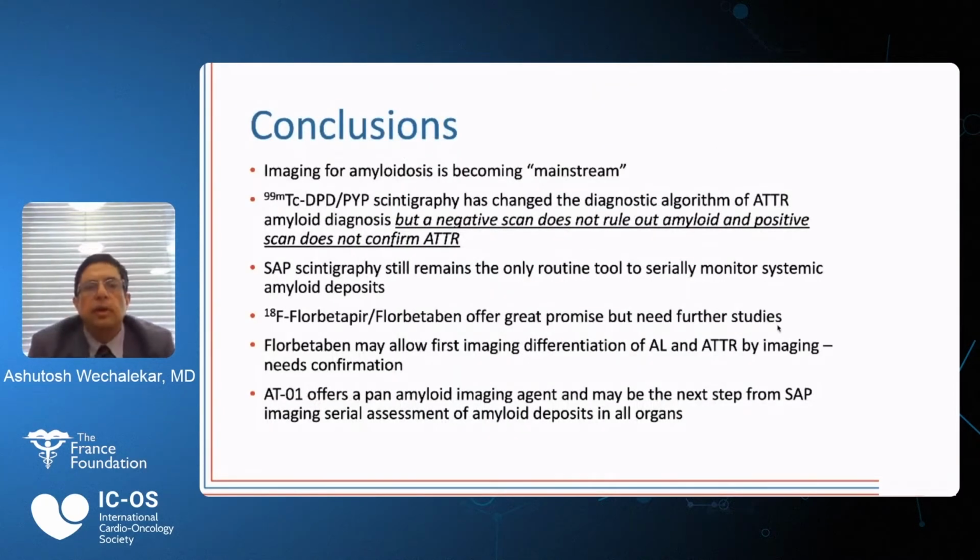So to conclude, amyloidosis is mainstream. PYP DPD scintigraphy has changed the diagnostic algorithm for amyloid diagnosis in ATTR, but a negative scan does not rule out ATTR. SAP is only done here in a few centers, but still is a very routine tool. And now we've got a number of other tools, florbetapir, florbetaben, and AT01, which may be pan-amyloid imaging agents.